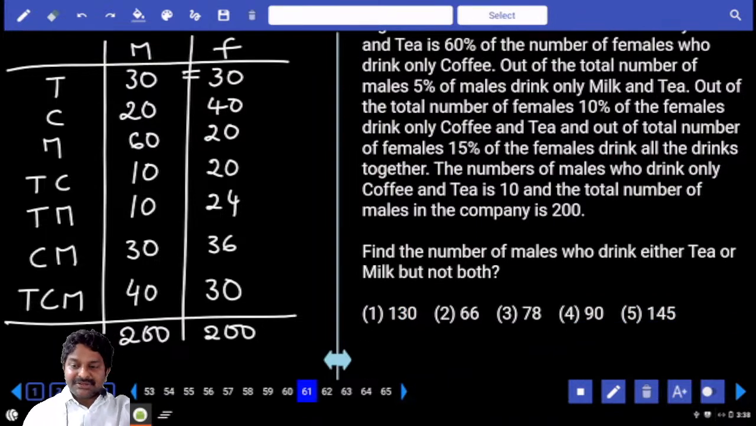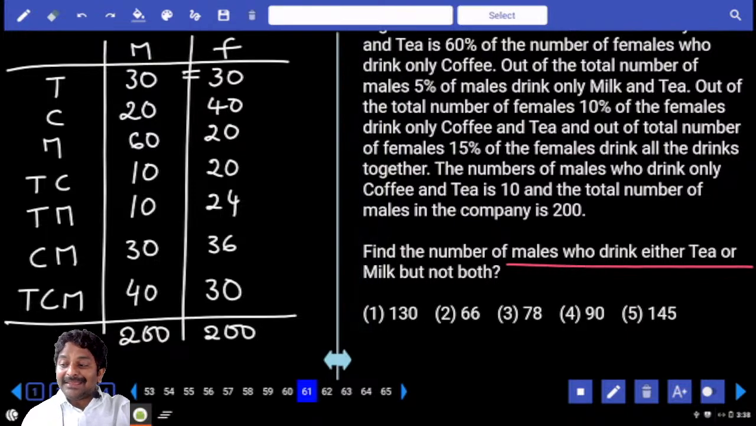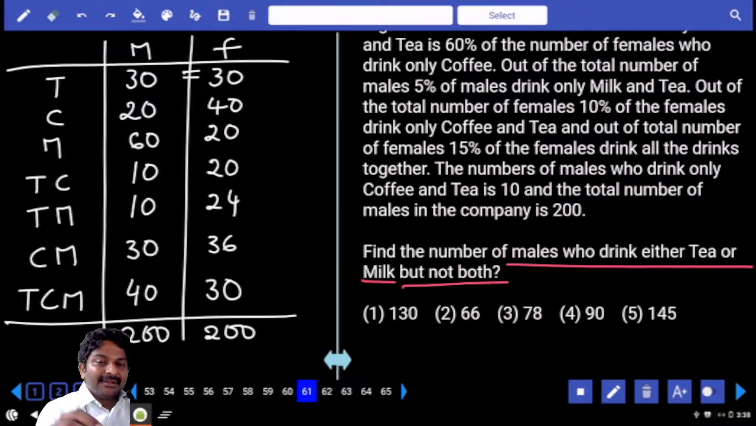Now we can start questions. Find the number of male who drink either tea or milk, but not both. They can drink either tea or milk, but they should not drink both. Can I count it?